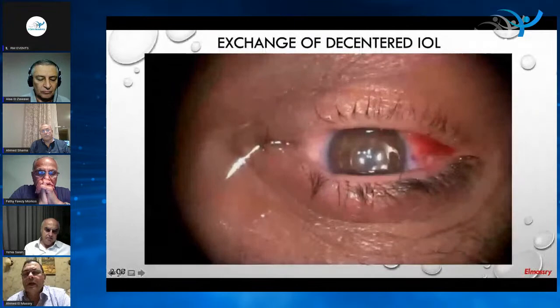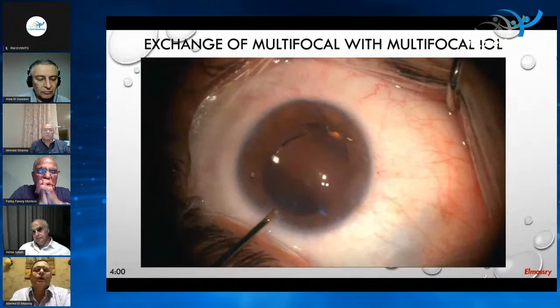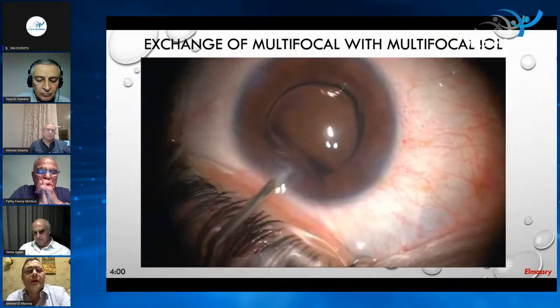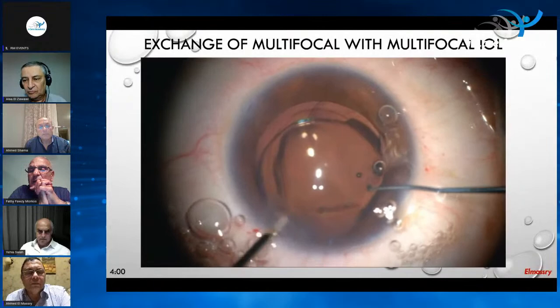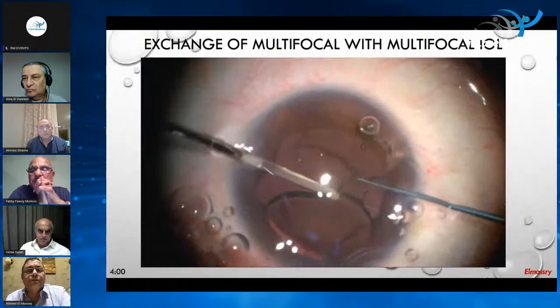Another indication is the exchange of the multifocal IOL with another multifocal IOL. This patient is one of my patients that had wrongly had the IOL of the right eye put in her left eye with a different power. So I decided to exchange the trifocal and to put another trifocal IOL instead. This maybe was the first time to exchange a trifocal IOL.